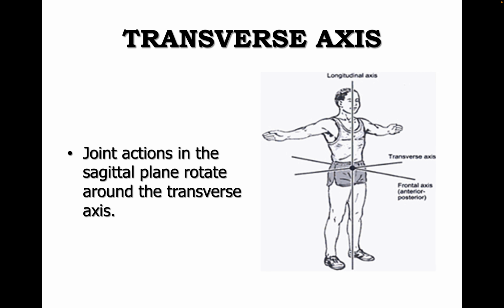So remember, sagittal plane movements are examples such as shooting a free throw, running, bicycling. All those have movements that occur in the sagittal plane. And those sagittal plane movements have movements that occur around that transverse axis.